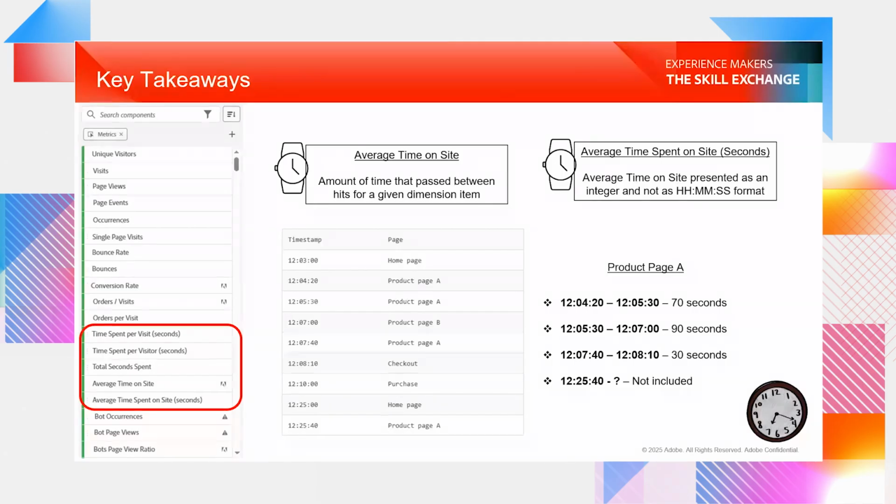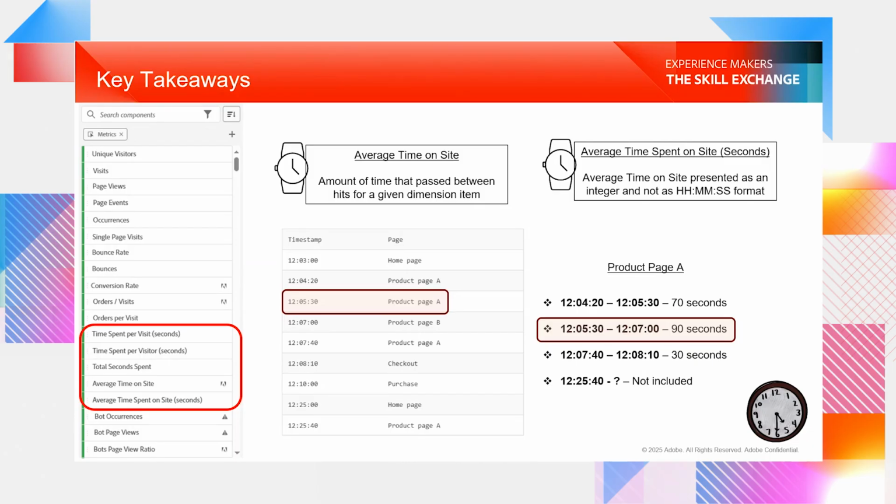specific example. Here we have a sample visit from one of our customers. For this example, we want to understand when people look at product A, how much time do they spend on it? So our customer comes to the website, lands on the home page, and then they go to product A at 12:04 and 20 seconds. At 12:05 and 30 seconds, they reload the page. This new hit acts like a barrier and ends the first interaction and starts the second one. So our first hit was 70 seconds long. When the customer moves to product B, that ends the second hit, which was 90 seconds long.